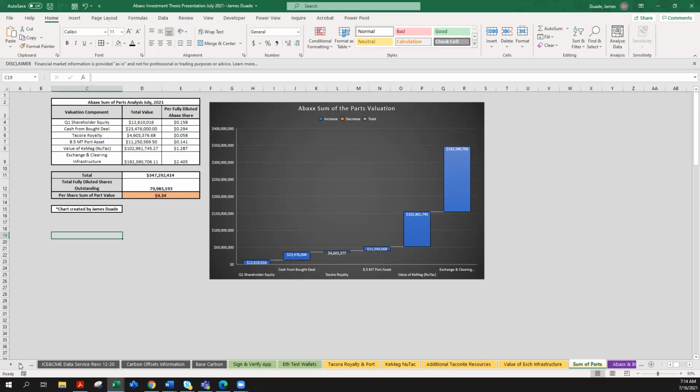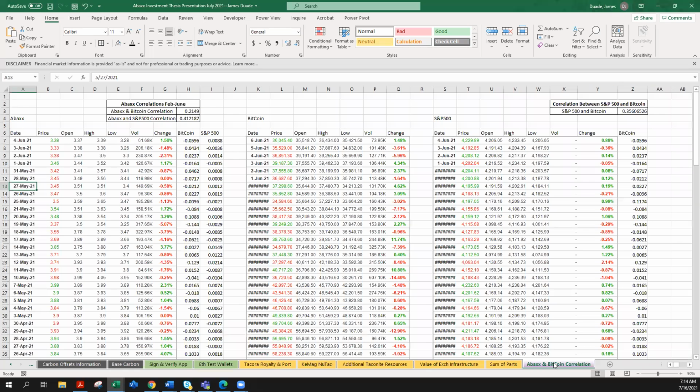Lastly, for fun, I have an Abaxx and Bitcoin correlation. Some people have noted, hey, is Abaxx correlated to Bitcoin because of their connection with distributed ledger technology? It doesn't seem to be the case. There's a weak positive correlation, and there's a much stronger correlation with the S&P 500. In fact, the S&P 500 has a stronger correlation to Bitcoin than Abaxx.